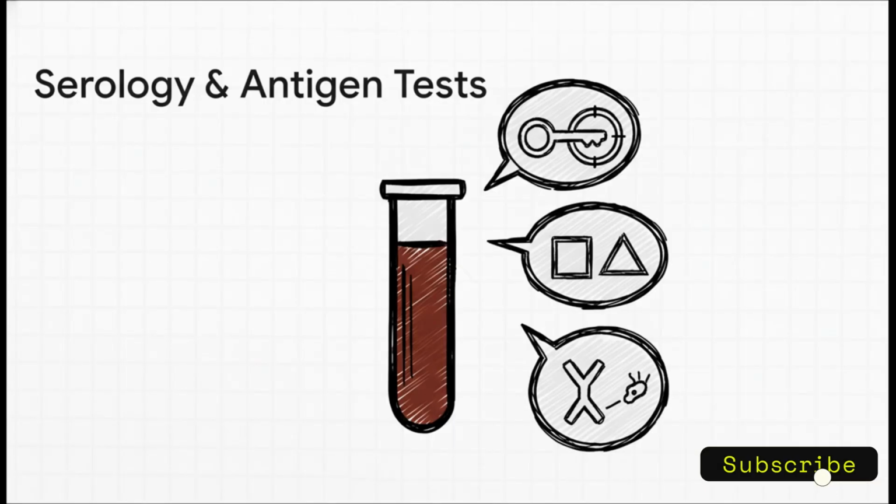So, sometimes we can't get a sample to look at directly, so instead we can look for the fungus's footprints in the patient's blood. The 2 big antigen tests to know are galactomannan, which is highly specific for Aspergillus and is a key test for invasive disease, and then beta-D-glucan, which is more of a general alarm for any invasive fungal infection. And on the other side, we can look for the body's reaction by testing for antibodies like IgE, which will be sky high in allergic forms like ABPA.